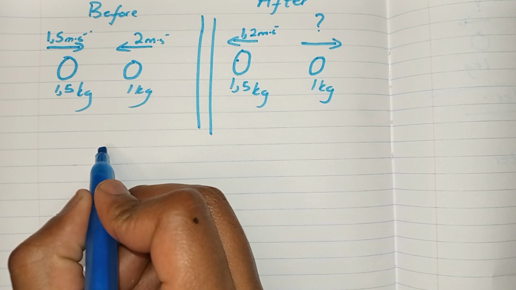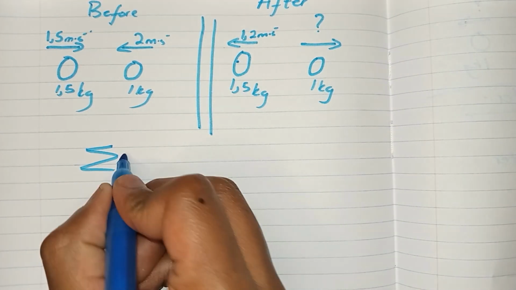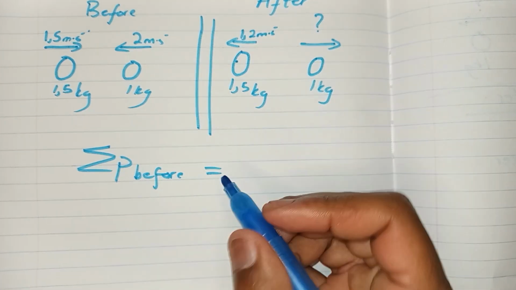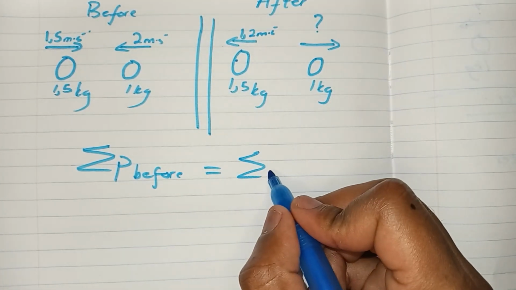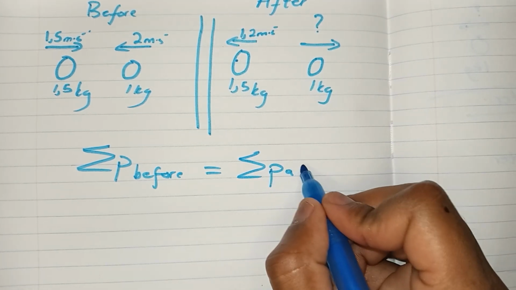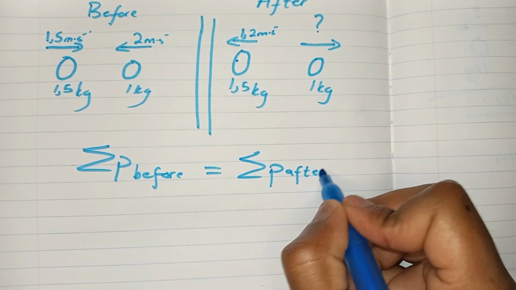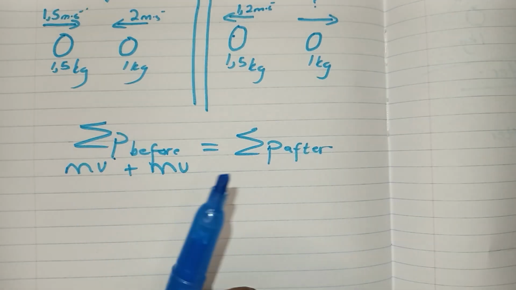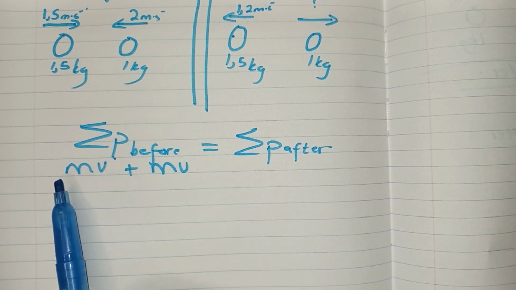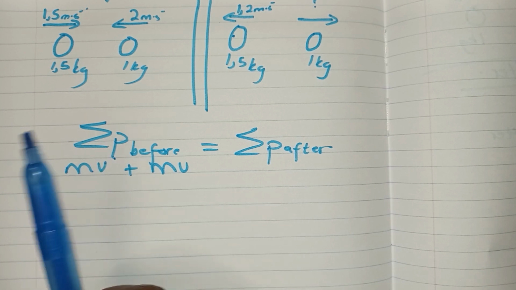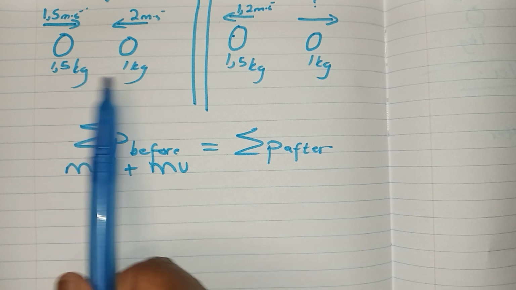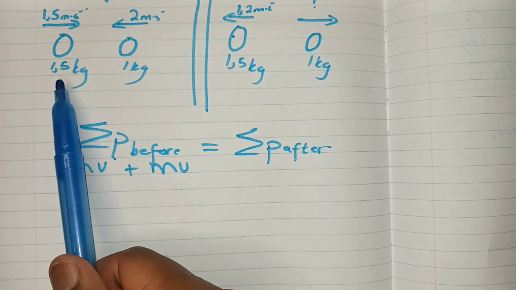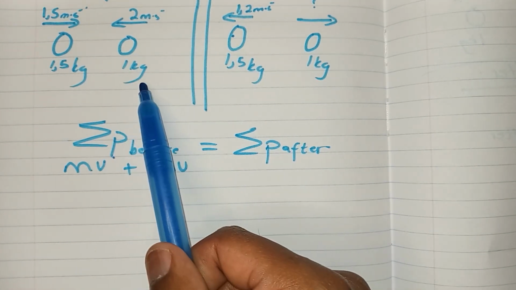It goes like this: the sum of the momentum before is equal to the sum of the momentum after. To work this out, you need to remember the formula for momentum, which is p equals mv. Because we are calculating the sum of the two momentums, we are going to say mv plus mv: mv for the 1.5 kg ball and mv for the 1 kg ball.